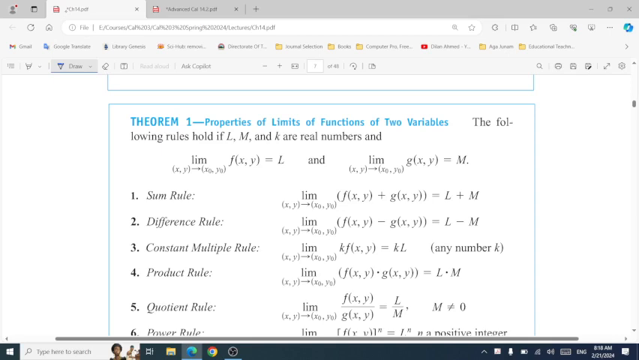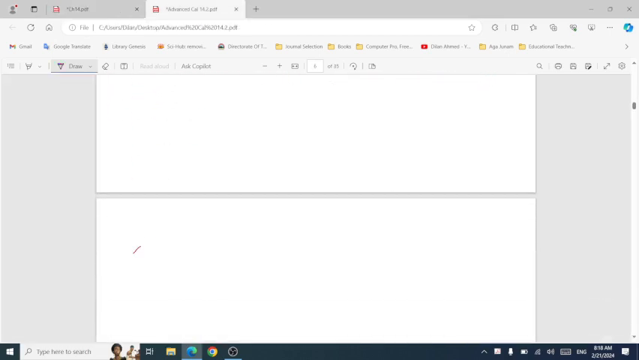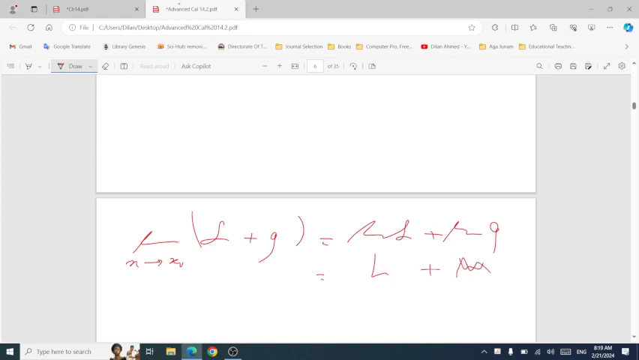Good. Now, we have properties. For example, if I say the limit of x approaching x naught for f and g, which are two different functions, it is equal to the limit of f plus the limit of g, and I'll get L plus, for example, M. What do you mean?